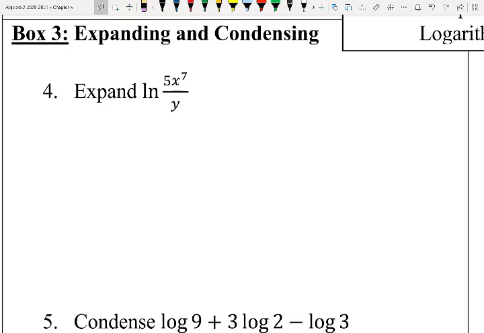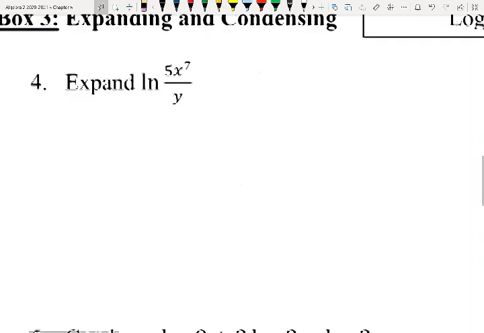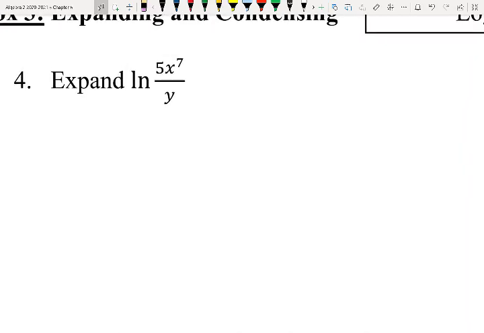Now we have to follow kind of the reverse of order of operations. So we have to look at what's the biggest operation affecting the most number of things and do that first for our expansion. So for number 4, we have our natural log, so ln of 5x to the 7th power over y. So our biggest operation here, the thing that's affecting the most number of terms, is going to be that fraction, that division that's happening there. So that's going to be the first thing I have to expand out.